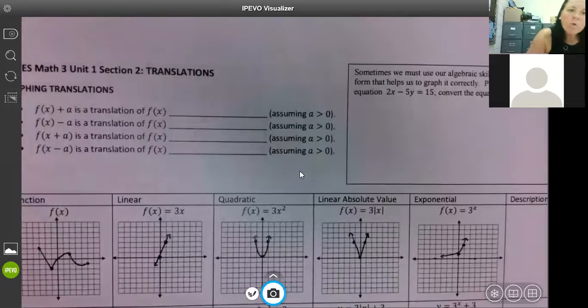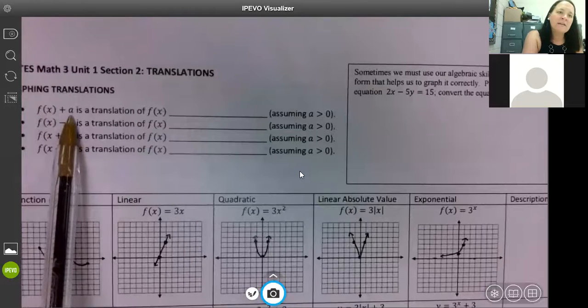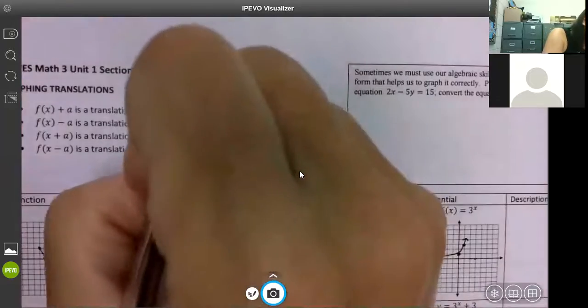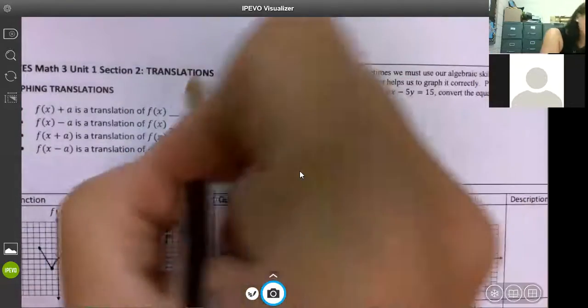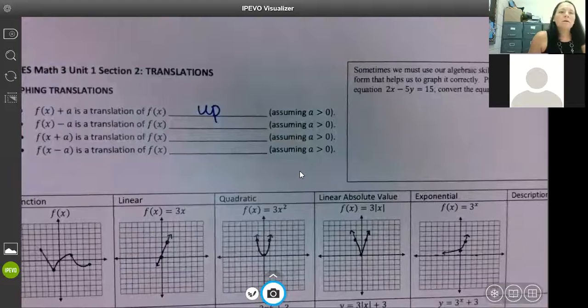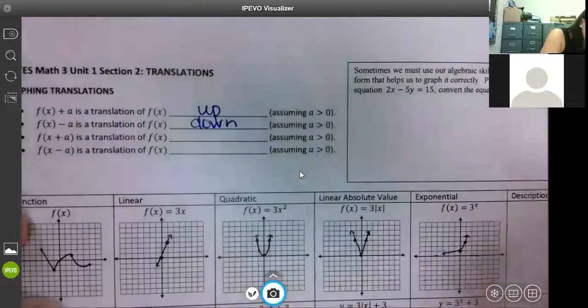All right, so we're going to talk about translations, and they're really easy. This just means the function has something added to the end. If it's added to the end, the translation of f of x is up. And you may not get it right now, but we're going to do plenty of examples where you guys will see that. F of x minus a is down, so if you subtract on the end, it's down.